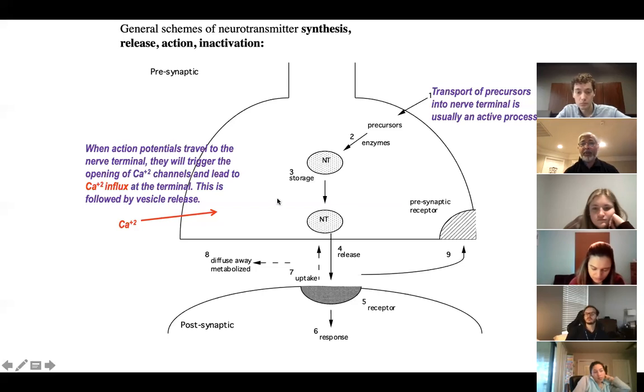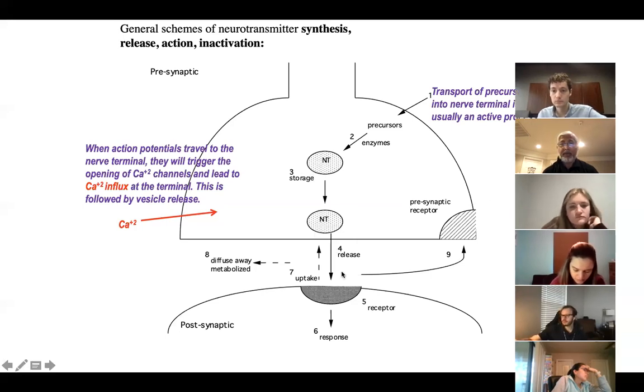So when an action potential arrives here, calcium ions will go into the presynaptic terminal, and that will cause the binding of the synaptic vesicle to the presynaptic membrane. Okay, and in the next stage, stage 4, this neurotransmitter will be released into the synaptic cleft. So now you can see the neurotransmitter is released in the synaptic cleft.